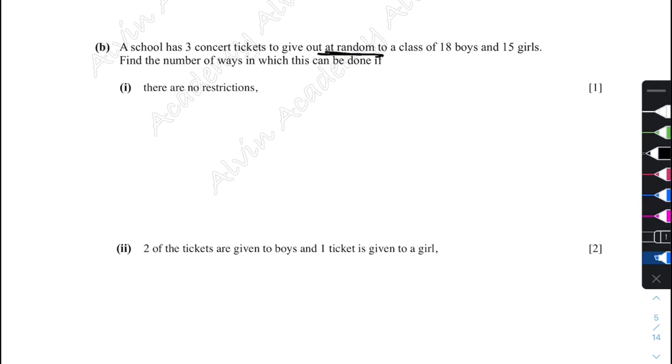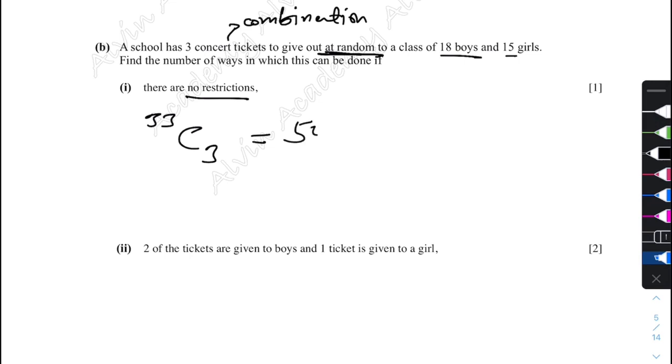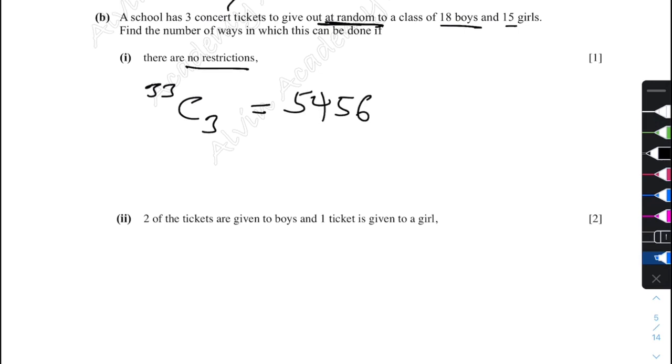So that means that it is a combination. You should be able to analyze a combination. They are going to do this to 18 boys and 15 girls, so that means there are 33 people, and there are no restrictions. Out of those 33, they could give it to any of them. So it's 33 combination 3, giving us 5456.